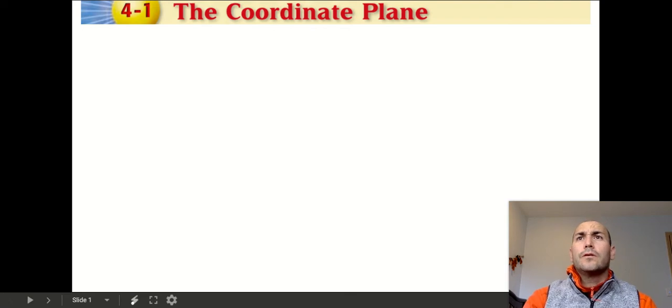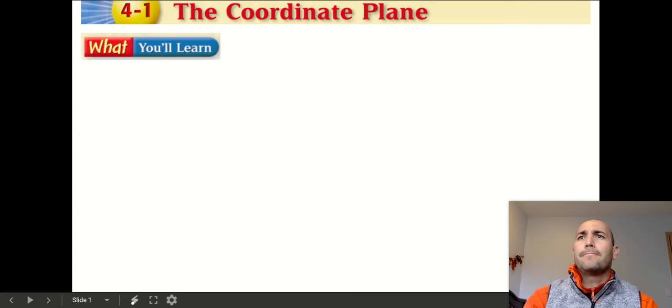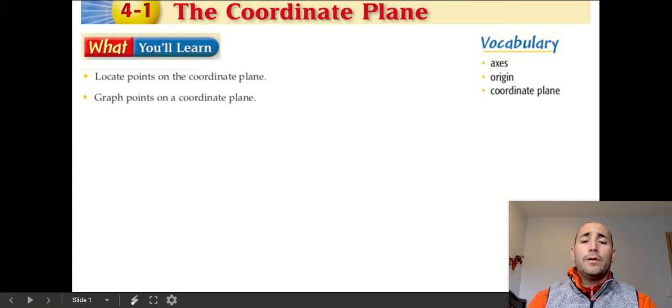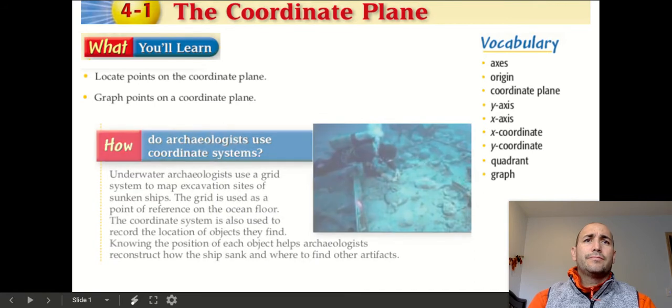All right, so we are starting chapter 4, lesson 1. We're going to be talking about the coordinate plane. So, what we're going to learn in this lesson is how to locate points on a coordinate plane and how to graph points on a coordinate plane. And some of the vocabulary to keep in mind is axis, origin, and coordinate plane. And then you have y-axis, x-axis, and then you have x-coordinate and the y-coordinate. And then finally, quadrant and graph.